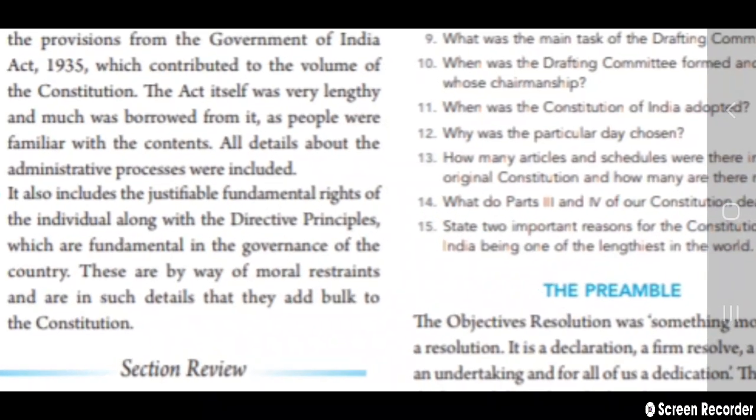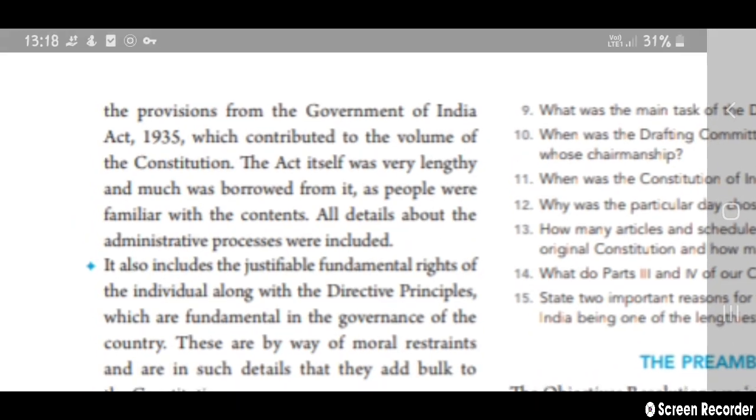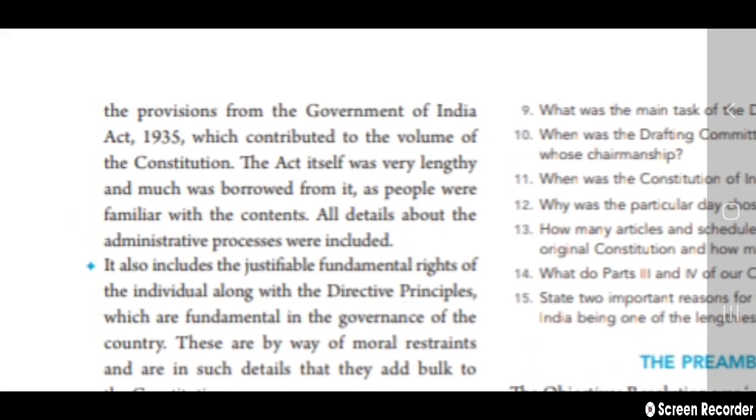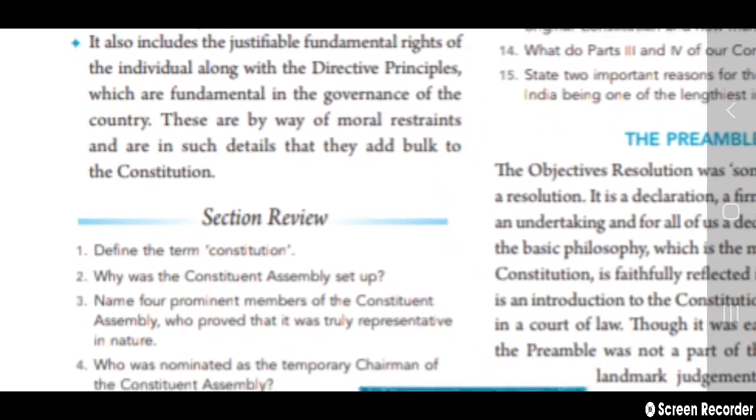The constitution makers adopted the bulk of the provisions from the Government of India Act 1935. From this, they took information that contributed to the volume of the constitution, and the Act itself was very lengthy. Much was borrowed from it, as people were familiar with the contents and all the details about the administrative process that were included in the constitution.